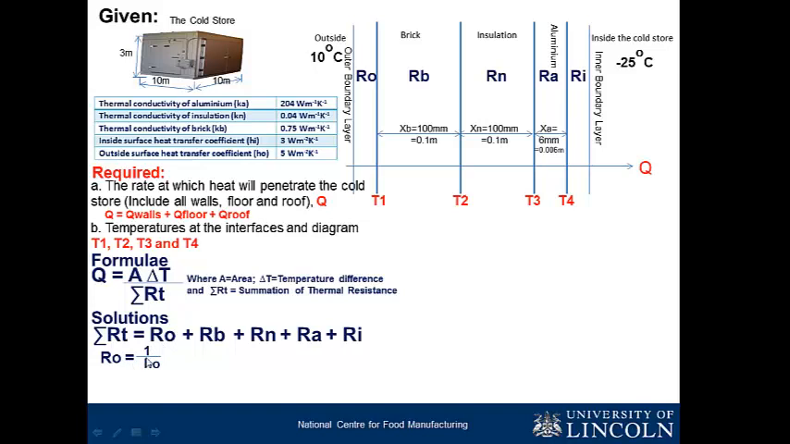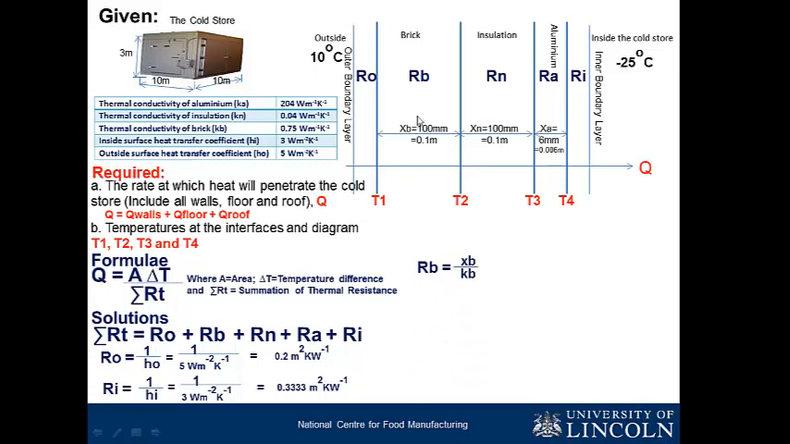Now for our R naught, you have 1 over h naught, which is going to be 1 over 5. The final answer that we have for thermal resistance for the outer boundary layer is 0.2 meter square Kelvin per watt. Then for the inner boundary layer, we do the same thing for the brick.